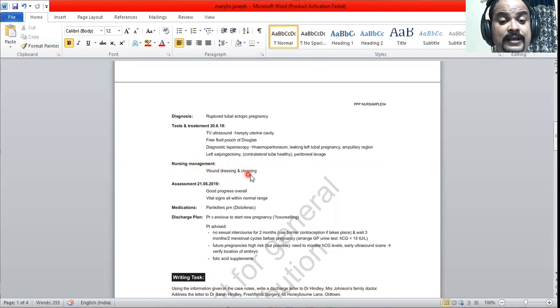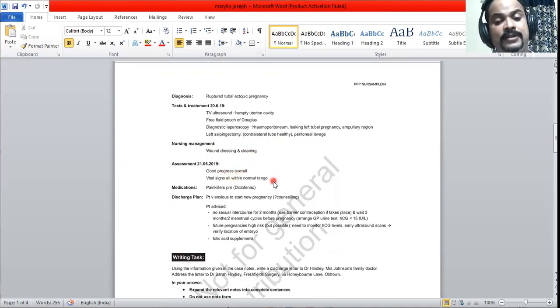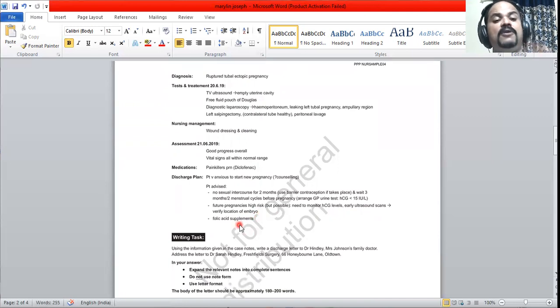Now, wound dressing and cleaning done, progress good, vitals normal. Diclofenac as a painkiller. And now the patient is very anxious to start a new pregnancy. Counseling and patient advice: education regarding contraceptive measures for 3 months or 2 menstrual cycles before pregnancy. Then high-risk future pregnancies. If it happens, we need to monitor the HCG levels and do ultrasound scans to verify the location of the embryo. Need to go with folic acid supplements. All this advice is given to the patient right now.